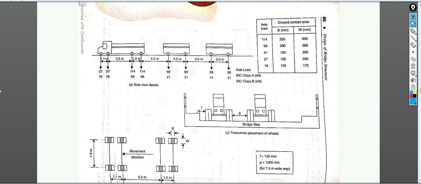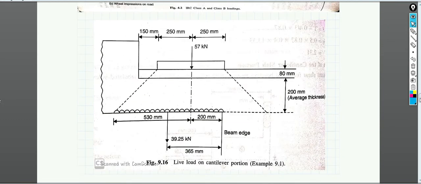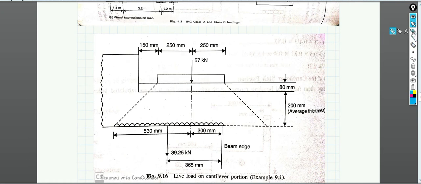Now let's place this particular loading over our cantilever. Suppose this is the wheel, and we know that one wheel has a load of 57 kilonewton, which is 114 divided by 2. Then the placing is at a minimum distance of 150 mm. And we know that we have 600 mm available with us. That means from here to here we have 600 mm.